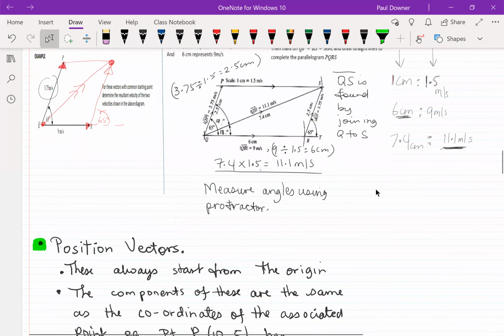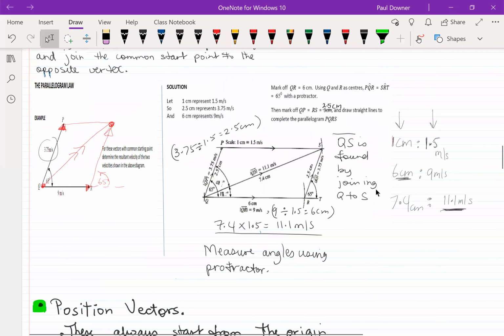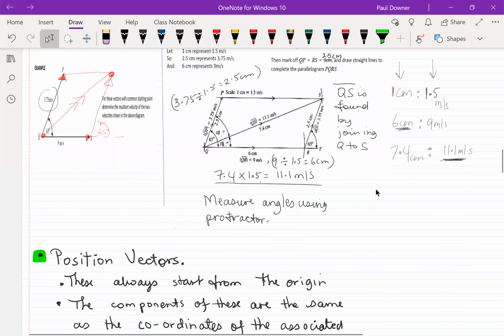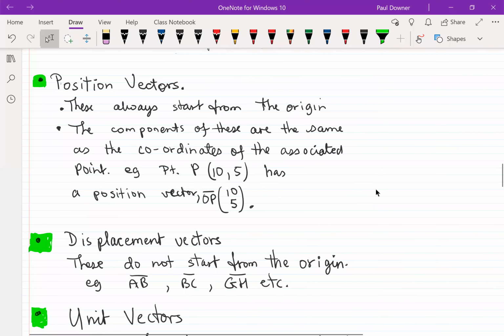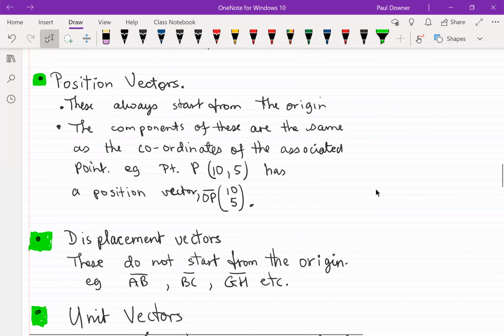So those are the two ways that we could add vectors together that you are supposed to be aware of. There are other things that you need to be aware of. For example, you are supposed to know what a position vector is. You are supposed to know what a displacement vector is. You are supposed to know what a unit vector is. So let's describe and discuss these.